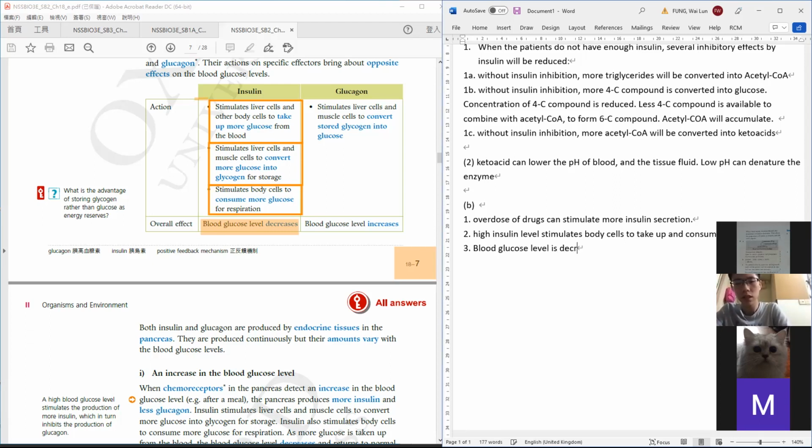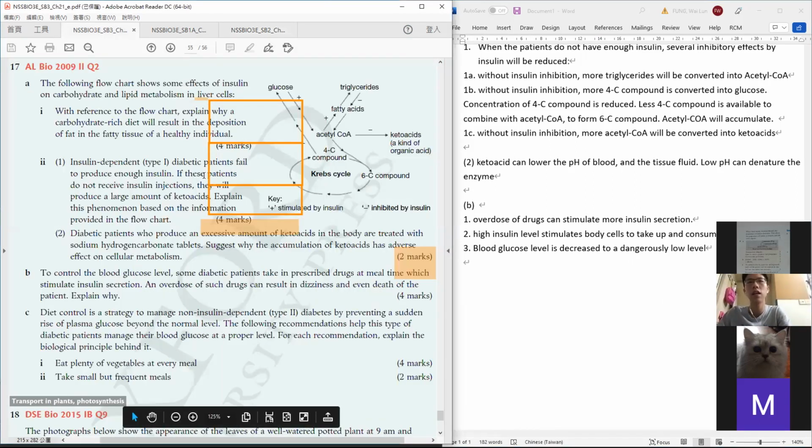Blood glucose level has decreased to a dangerously low level. Got it? So you don't have enough glucose. We also wonder why this particularly causes dizziness first. Dizziness, so it's about your brain, your brain function.